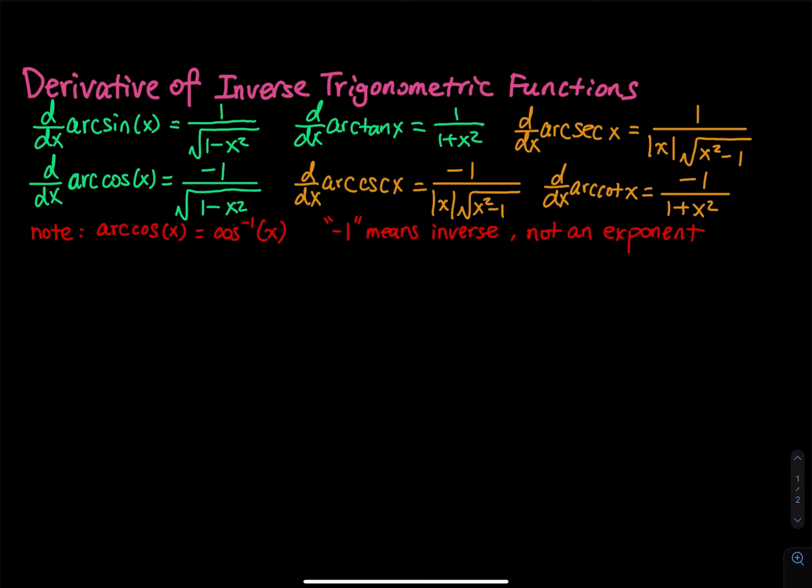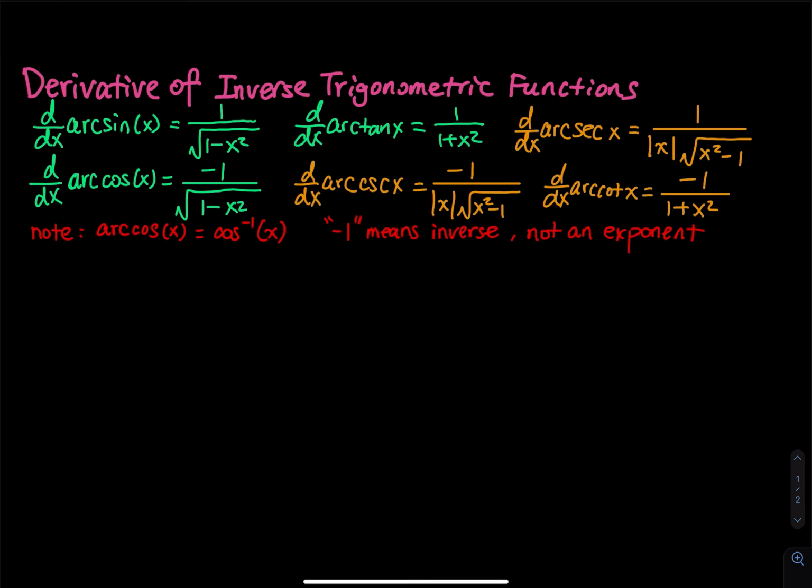So I have to make a note. The arc cosine is the same as cosine inverse of x. So either you write arc or you write the -1. The -1 means inverse. It is not an exponent. So inverse cosine of x is the same as arc cosine of x. You study that in trigonometry.